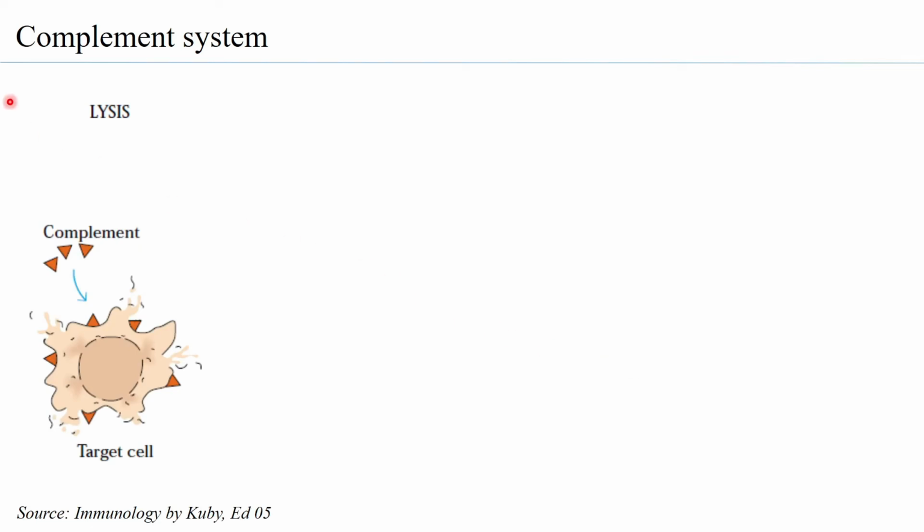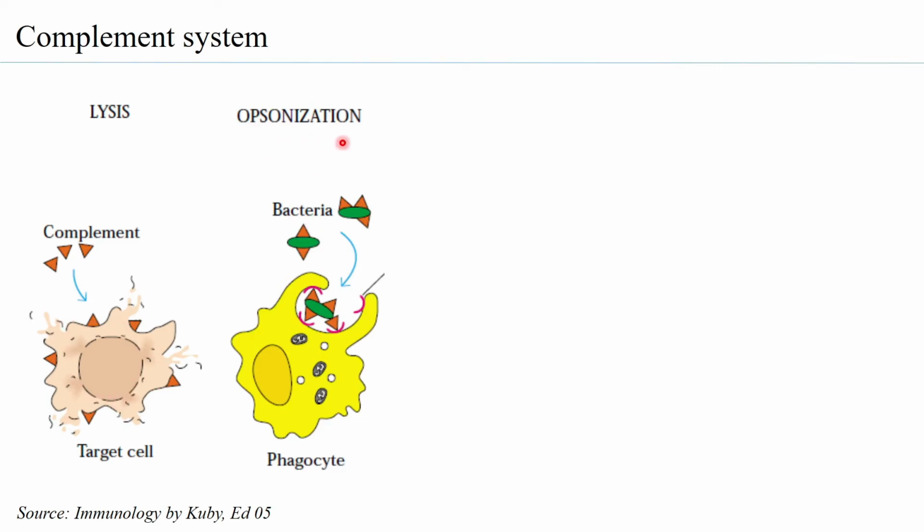Now, let us summarize the main functions of the complement system. The complement, on binding to the surface of the target cell, is able to form, after a cascade of events, what is called the membrane attack complex, and by forming the membrane attack complex, it is able to lyse the target cell. Then it carries out a phenomenon called opsonization. So when the complement binds to a target cell or bacteria, that target cell or bacteria becomes more palatable for phagocytes. When you say palatable, it means more tasty.